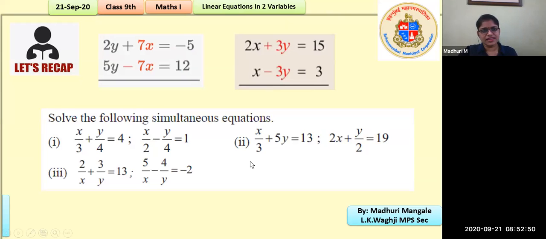And in this class today, we are going to look at word problems, application based problems on linear equations in two variables, like how these linear equations in two variables can be used in real life problems, right? So what type of questions or what type of problems can be expected? Let us look at them.